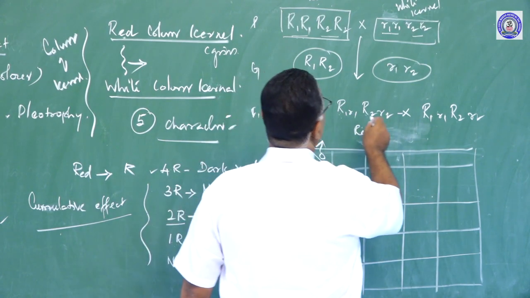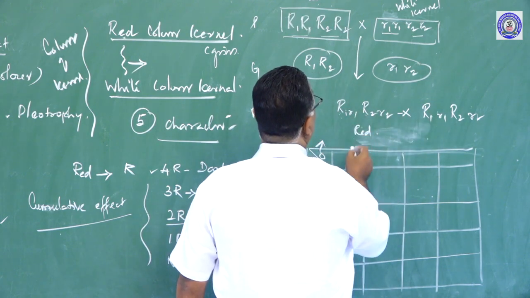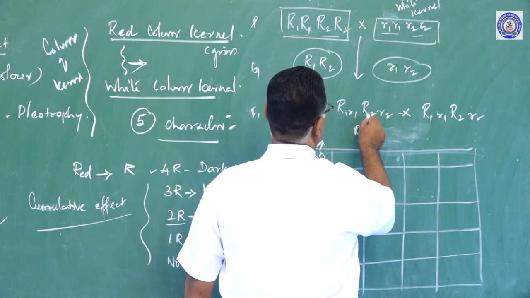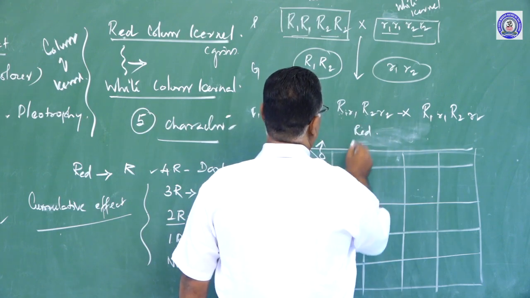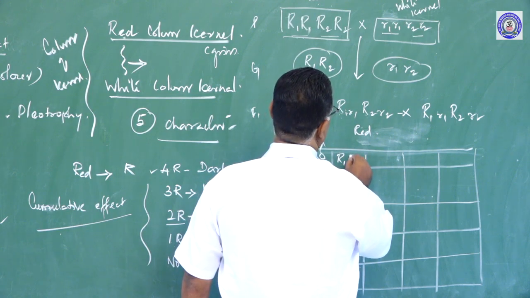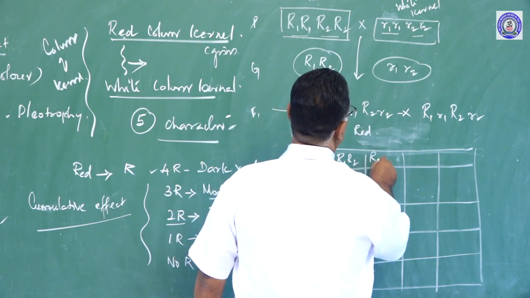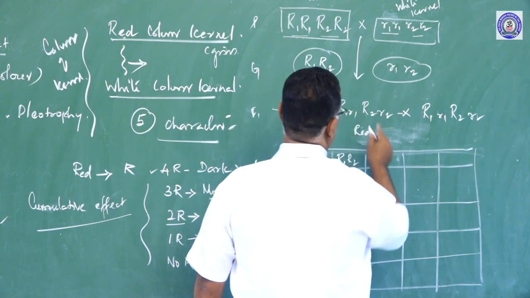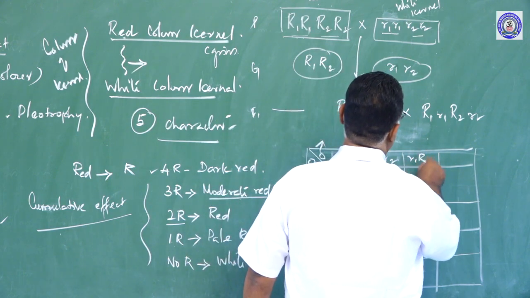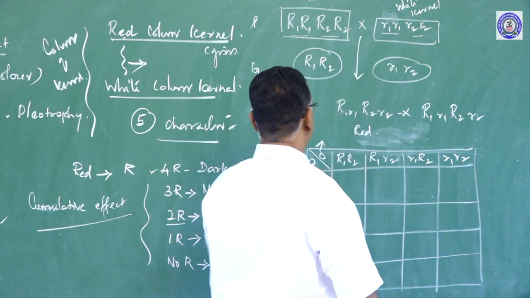Let's think about this as male and this as female. The gametes are capital R1 capital R2, capital R1 small r2, small r1 capital R2, and small r1 small r2. So there are 4 types of gamete.